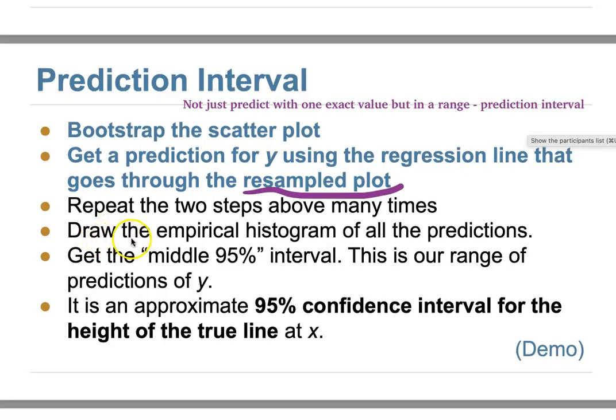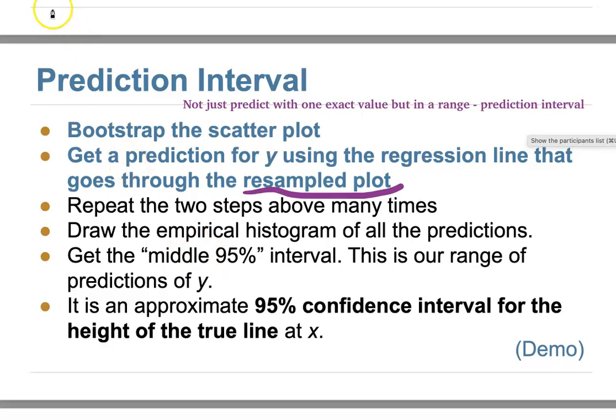Then we draw an empirical histogram of all the predictions. Of course, when you hear empirical histogram, you know we need to do that many times, more than 100, more than 1,000. After we have that empirical histogram, the 95% confidence interval is our range for our prediction of y. We call that our prediction interval. That's the approximate 95% confidence interval for the height of the true line at x.